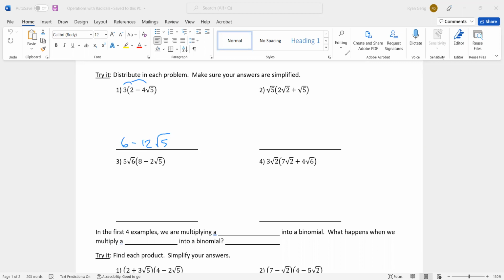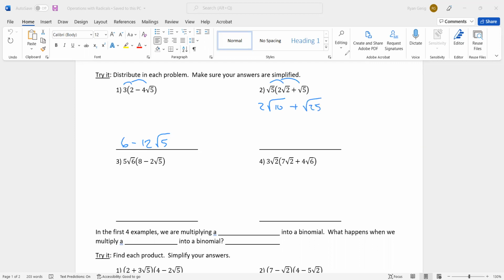Number 2, 5 is inside the radical. Okay, so I'm going to multiply this over, but that only goes with the inside stuff. So this 2 on the outside doesn't get multiplied by anything, but the 2 on the inside does. It's 2 radical 10. Square root of 5 and square root of 5 is the square root of 25.